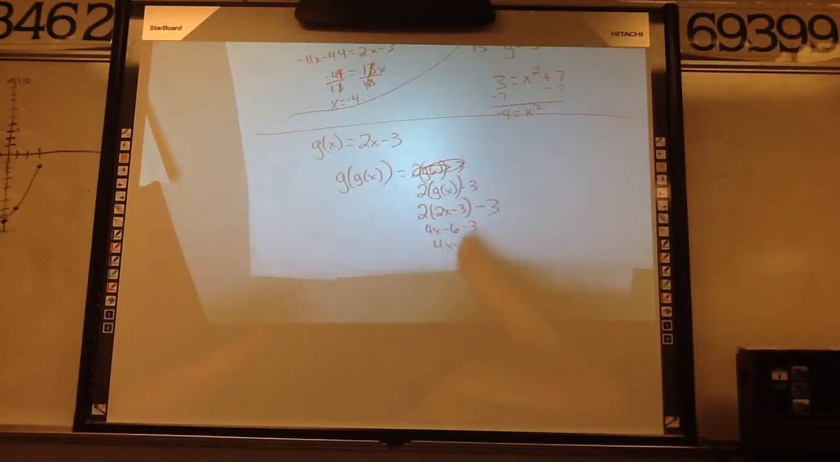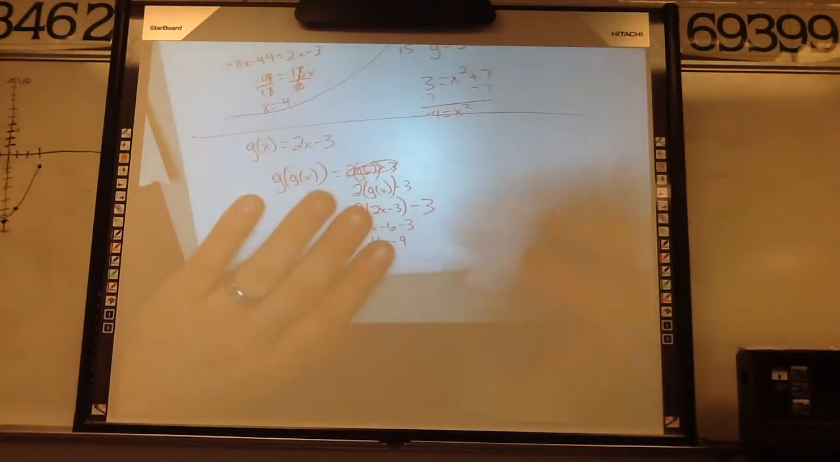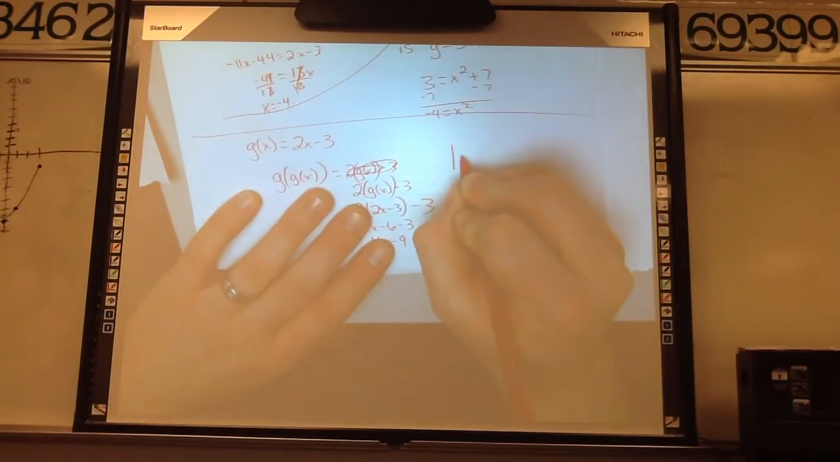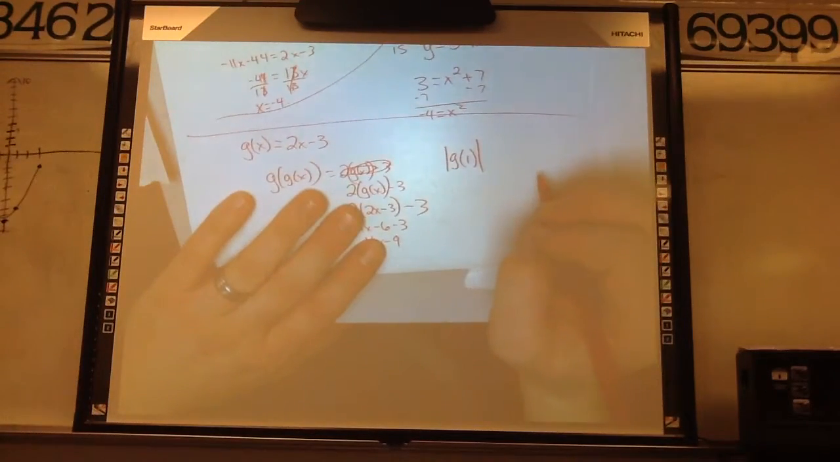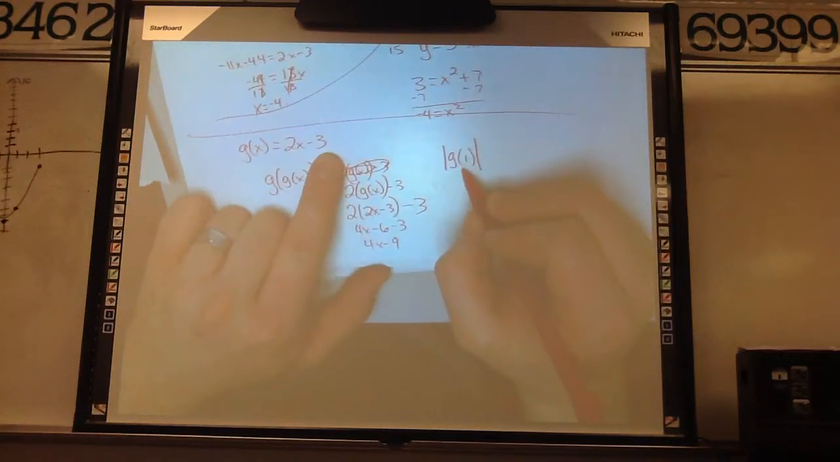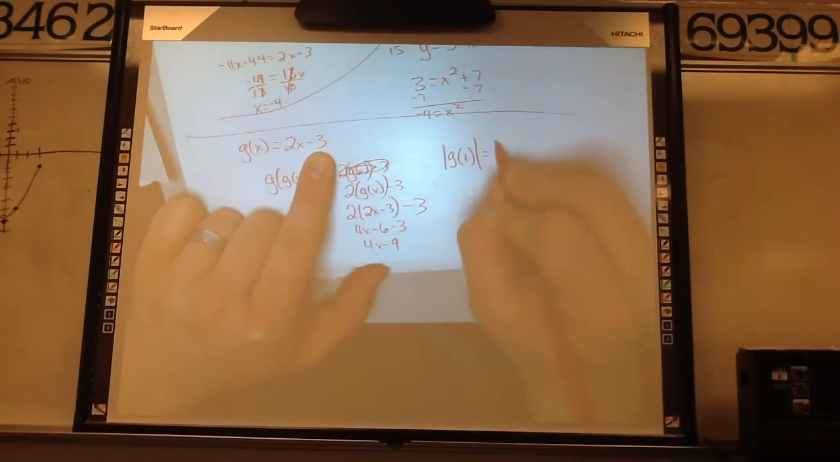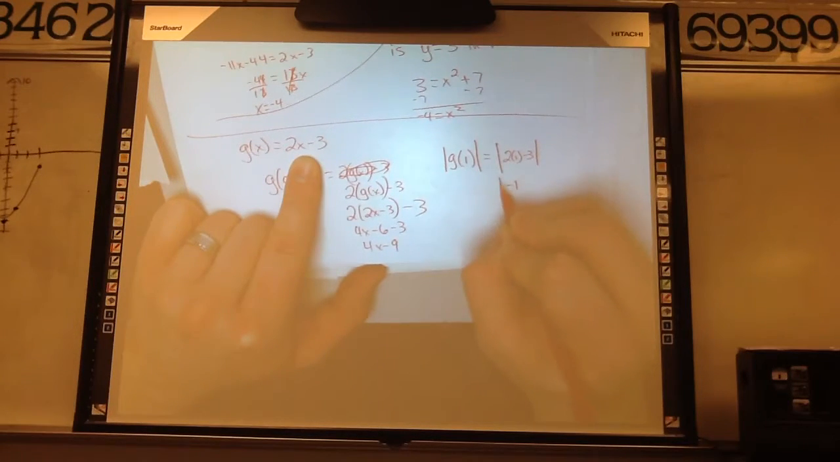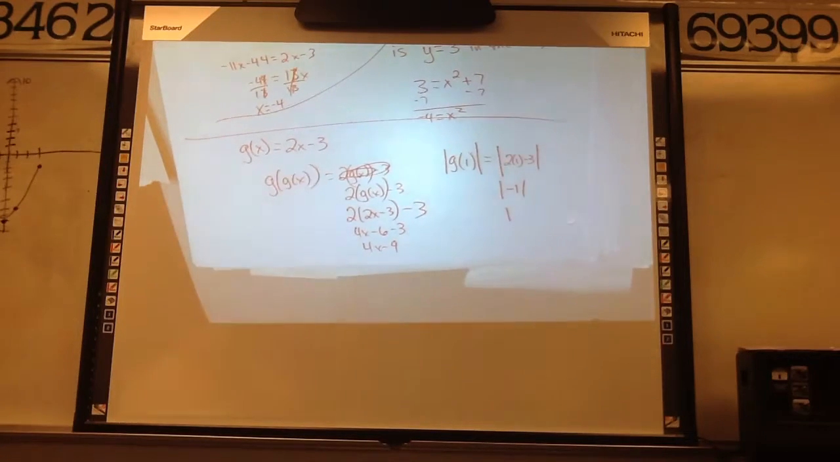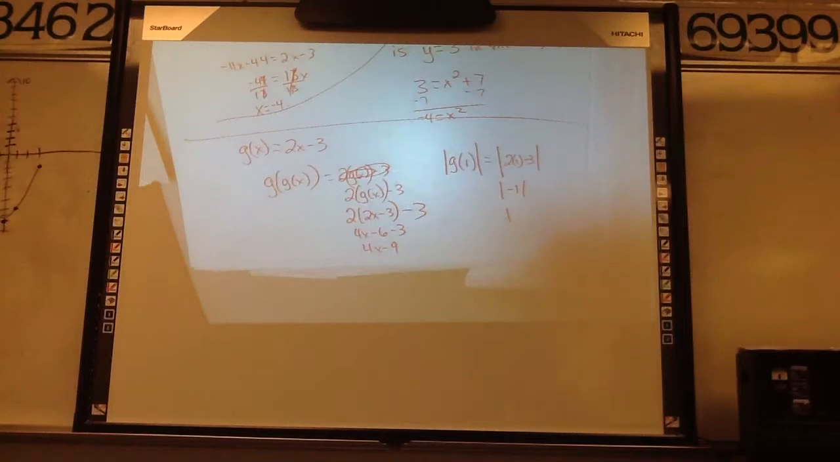There are all kinds of crazy ones, like what is the absolute value of g of 1? Really, you just do g of 1, which is 2 times 1 minus 3, which is 2 minus 3, which is negative 1. The absolute value of negative 1 is 1. That's it. I'll help you through if you need some help.